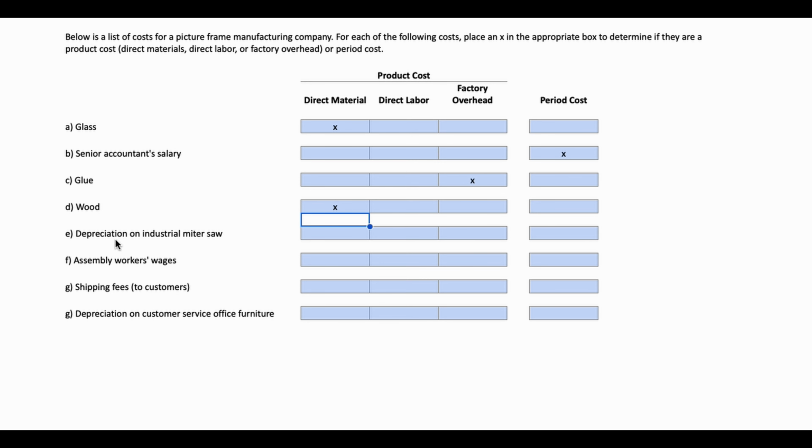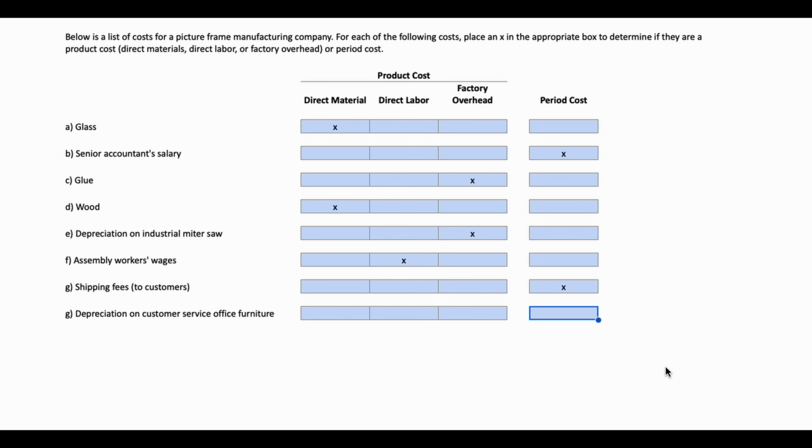After that, we have depreciation on an industrial miter saw. That ends up being factory overhead. Definitely required for the production of our goods, but I don't really know how much of it goes to every single picture frame, so we put it into factory overhead. Our assembly workers' wages, that is direct labor. If they're on our assembly line, they are directly manufacturing our product. Our shipping fees to our customers, those are going to be a period cost. And lastly, depreciation on customer service office furniture.